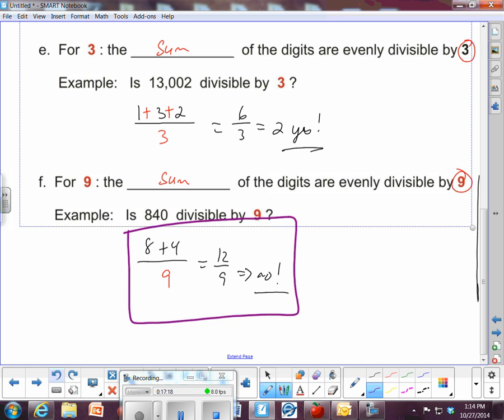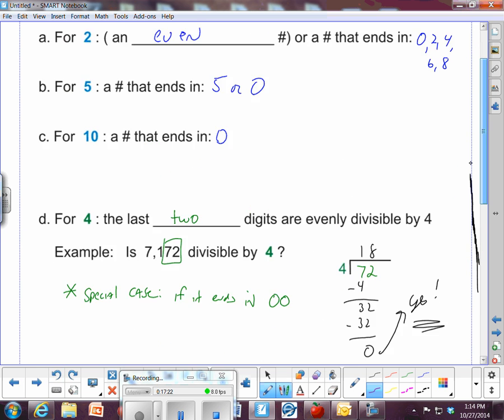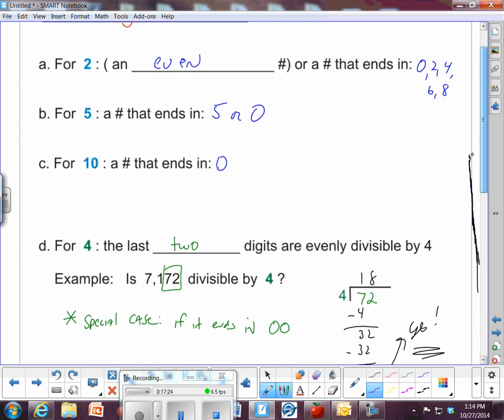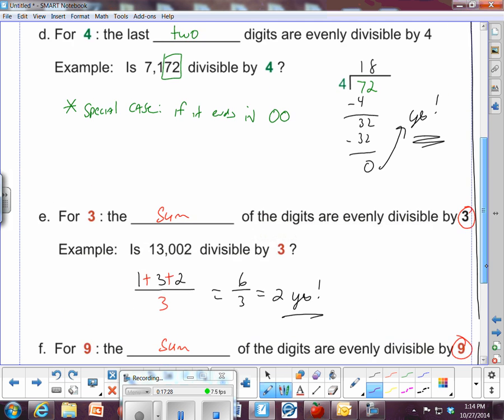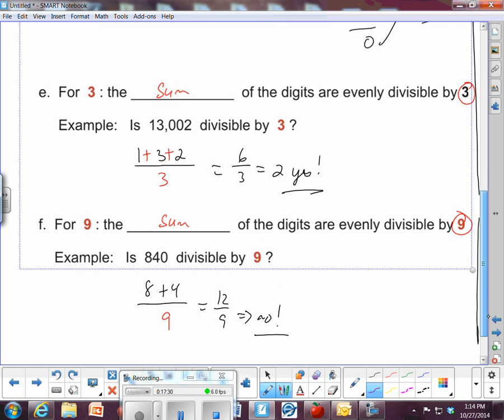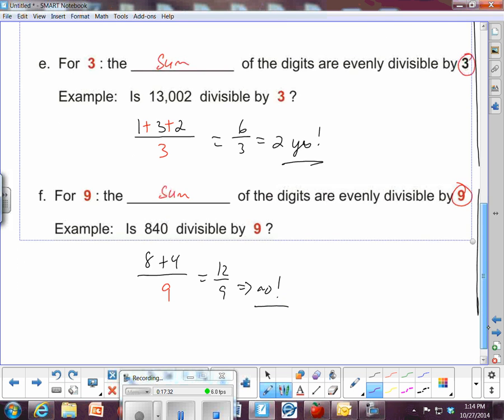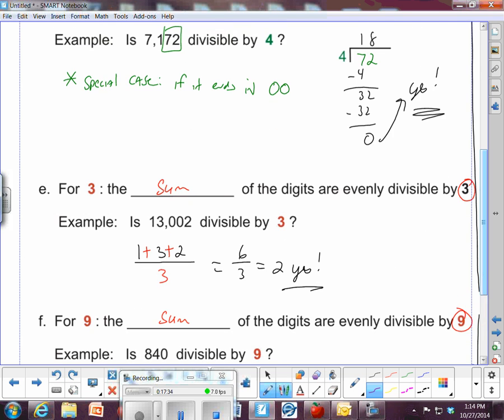Remember, on homework, I need to see the work. Do I need to see work for the other ones, 2, 5, or 10? No. But I need to see the work on 4. It'll look just like your notes. 3, just like your notes. And 9, just like your notes.